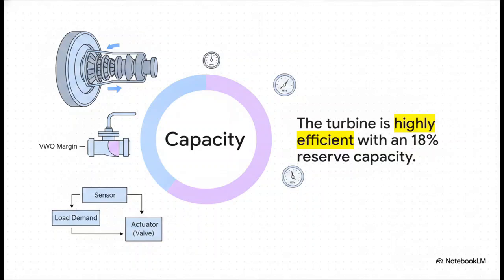Well, this brilliantly illustrates a fundamental principle of turbine design. Your turbine isn't maxed out at all. Actually, it has a highly efficient 18% reserve built right into it. You see, manufacturers almost never design control valves to be 100% open just to achieve 100% load. They build in what's called a valve wide open, or VWO, margin.